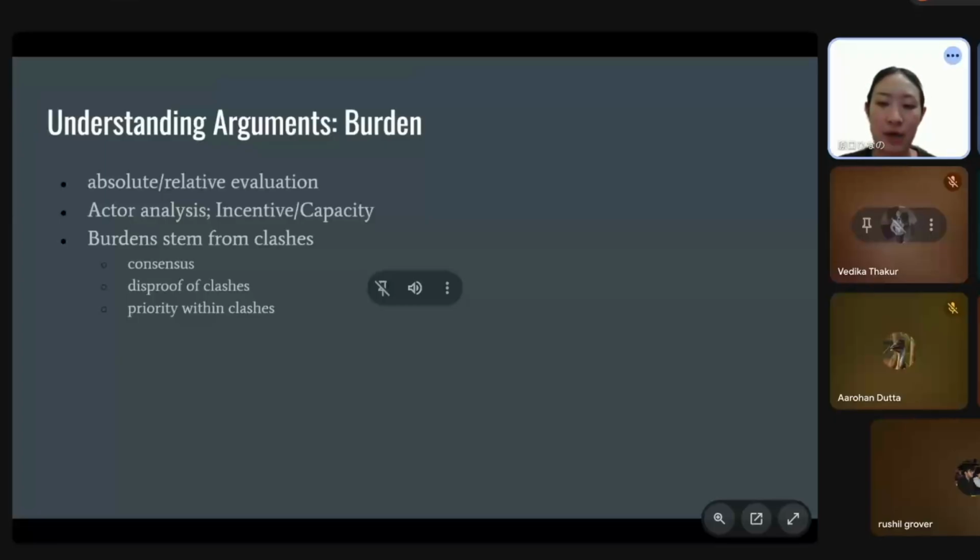The last thing is priority within clashes. So for example, which is more prior in that clash. For example, when they try to argue children are more important, and if children being important is the consensus, the thing is which gov or opp is better able to suggest how children are going to be happier or better off. So this is the burden that happens within the clashes, which side did better at improving it.